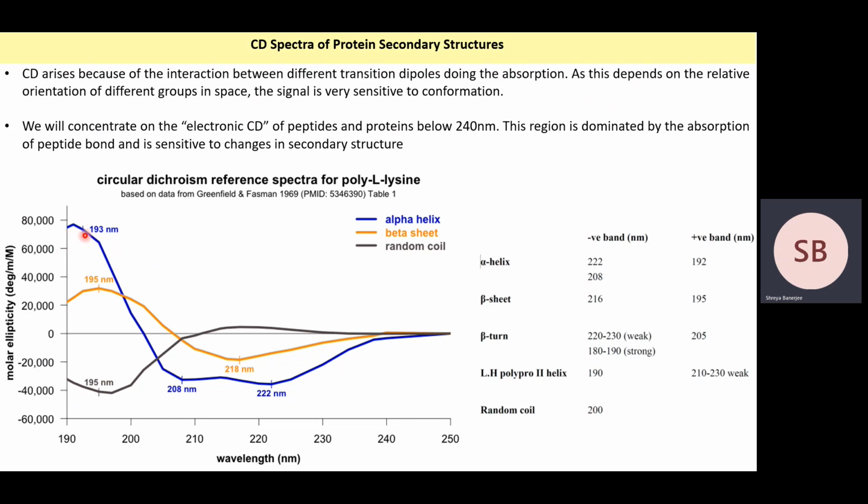have a positive peak. The characteristic of beta sheet is a positive peak around 195 nanometer and a negative peak around 218 or 216 nanometer. And for random coil, the characteristic is a negative peak around 195 to 200 nanometer. So if there is a polylysine, looking at the CD spectra, we can find out what is the secondary structure adopted by the polylysine.